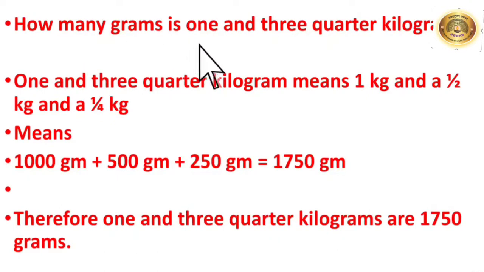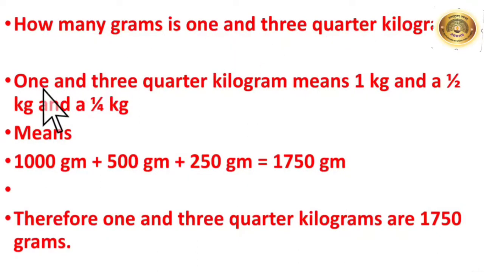How many grams is 1 and a 3/4 kilogram? 1 and a 3/4 kilogram means 1 kg and a half kg and a quarter kg. Remember students, you should learn to read each and every question in a very calm way to understand it in a better way. 1 and 3/4.